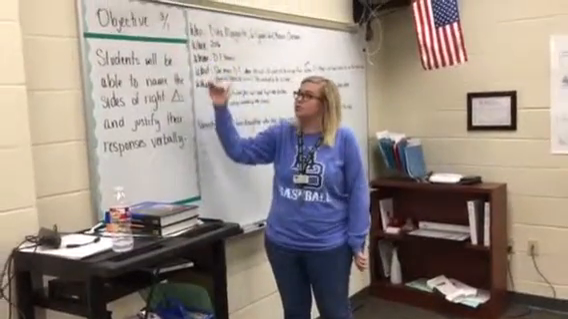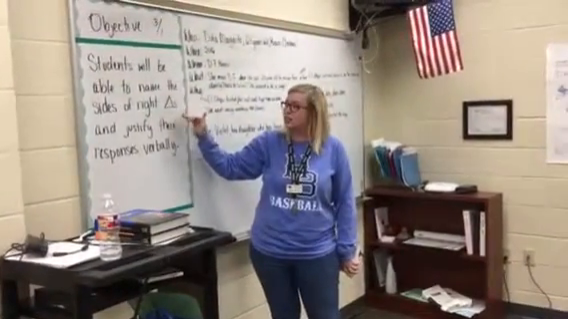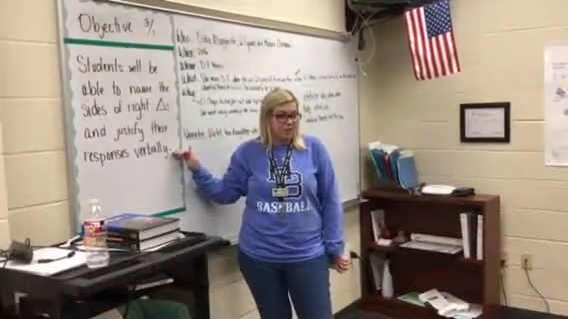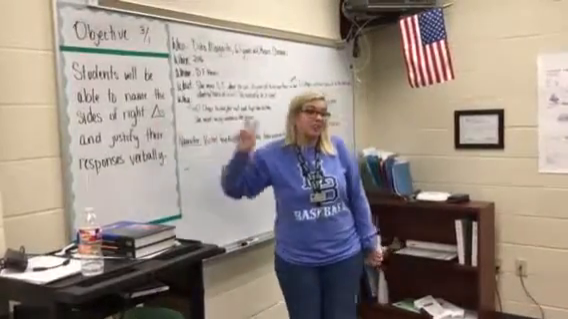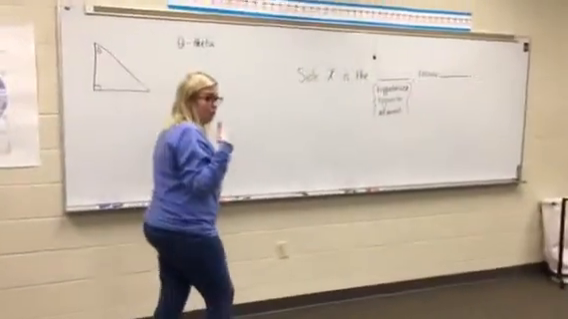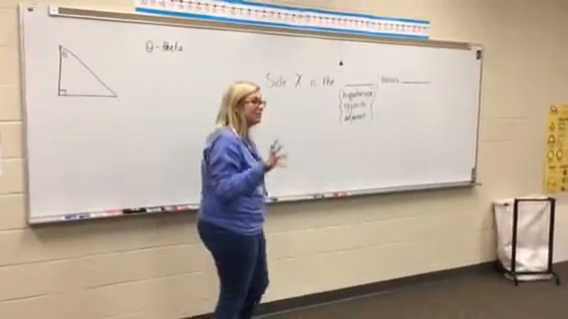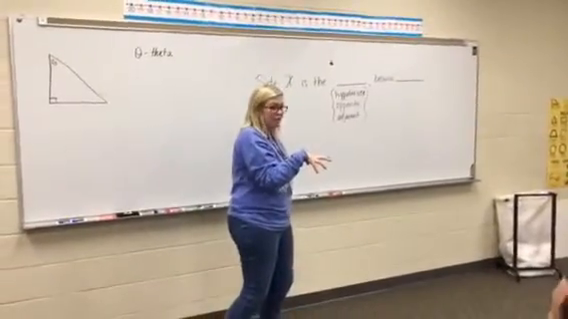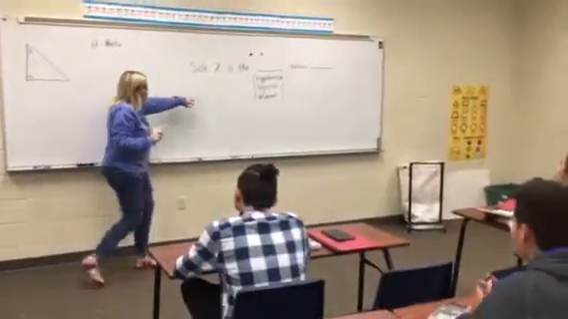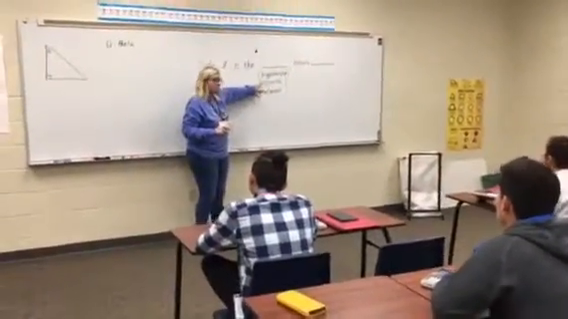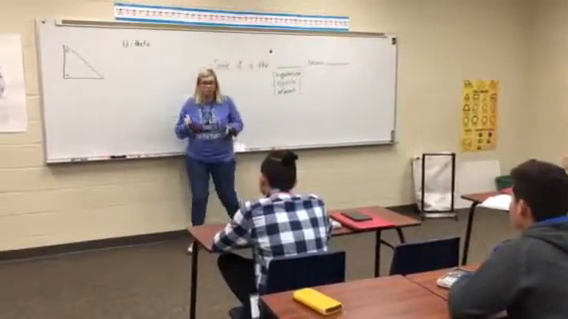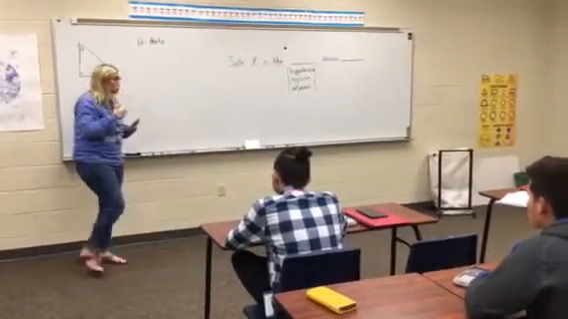Our objective today: students will be able to name the sides of right triangles and justify their responses verbally, okay? I know we've done a little of this. We've talked about leg and hypotenuse for the Pythagorean theorem, but we're about to start talking about trigonometry. So instead of leg, we're going to be talking about opposite and adjacent. A couple of notes I need you to take before we do this activity.